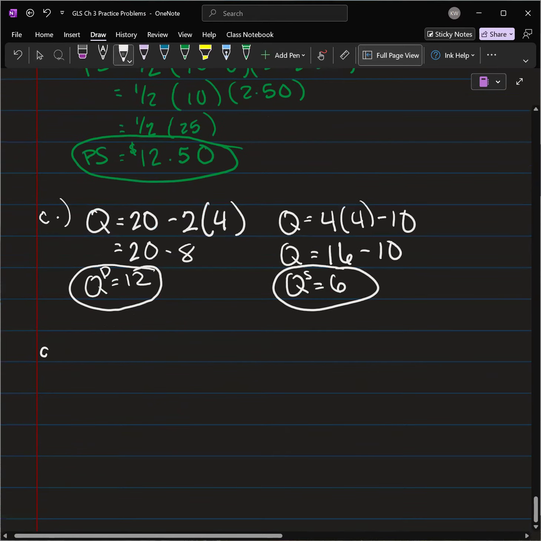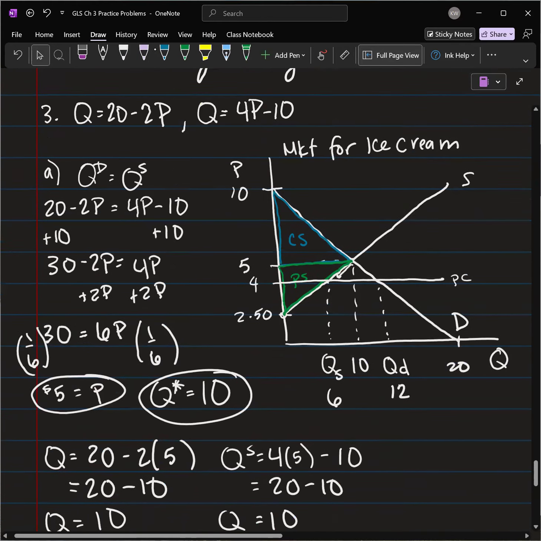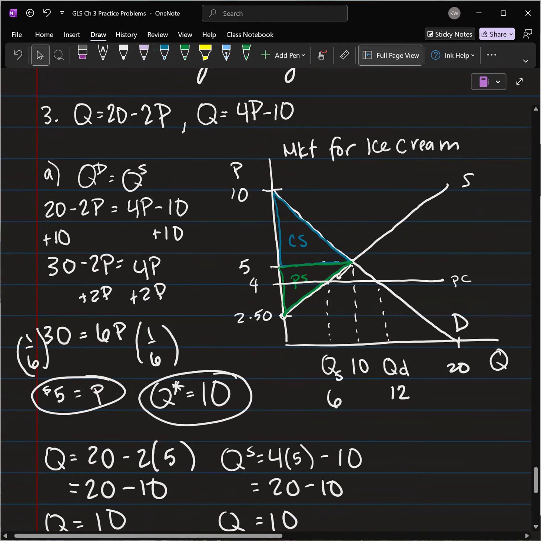Moving to D. D asks us to find the consumer and producer surplus under the price ceiling. So we're going to redraw these triangles here. The price ceiling moves the price for ice cream down, and so ice cream is now cheaper than it was before. And so our consumer surplus, again, is that area above that $4 price and below the demand curve. So this new, much larger triangle.